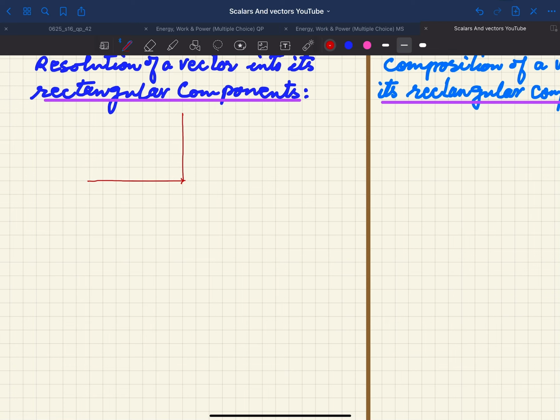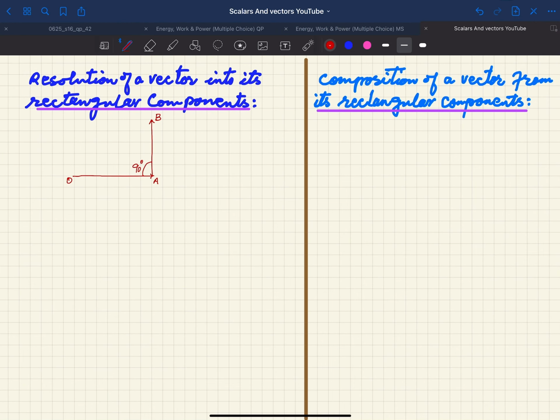So simply what you can say is that vector OA here and AB are in different directions, but as we have just observed, the angle between them is 90 degrees. So if these two components are given, what will be the situation? The rectangular components are given.